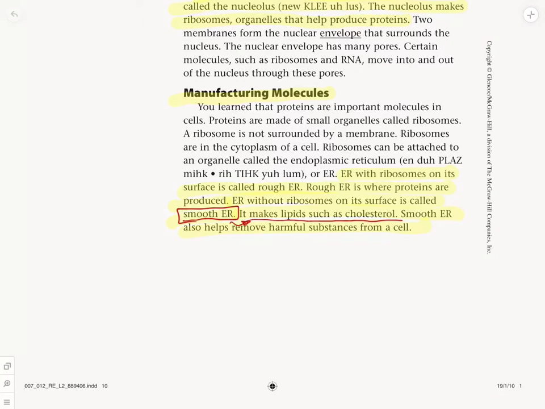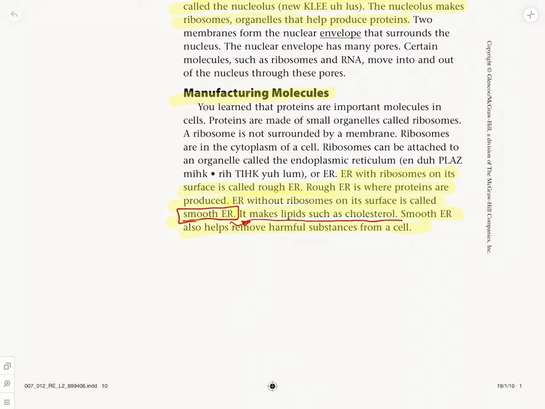Manufacturing molecules. You learned that proteins are important molecules in cells. Proteins are made by small organelles called ribosomes. A ribosome is not surrounded by a membrane. Ribosomes are in the cytoplasm of a cell. Ribosomes can be attached to an organelle called the endoplasmic reticulum, or ER. ER with ribosomes on its surface is called rough ER.